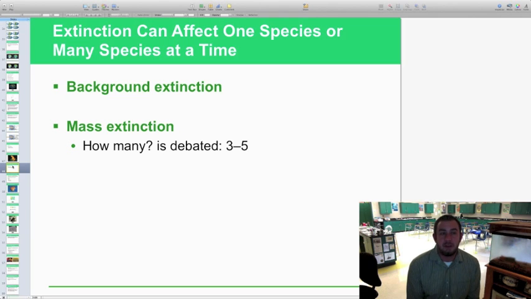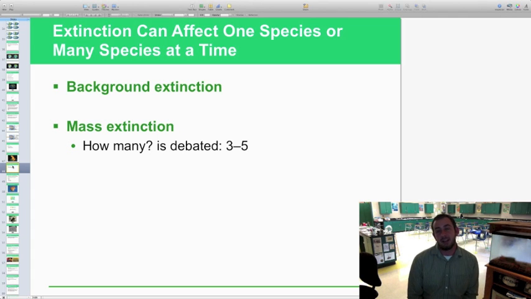Extinction can affect one species or many species at one time. We call this background extinction. Background extinction is basically slow, normal extinction. It takes a long time because the environment takes a long time to change. Sometimes there are changes, and some species eventually get worn out by the change and can no longer survive, and other ones come in and outcompete them. That's what we call background extinction, a normal rate of extinction.